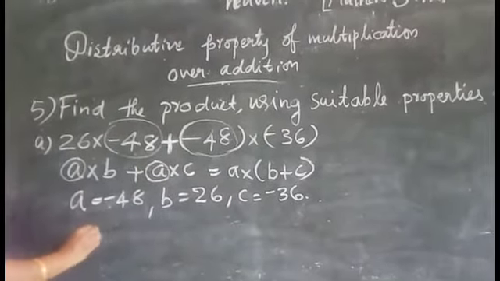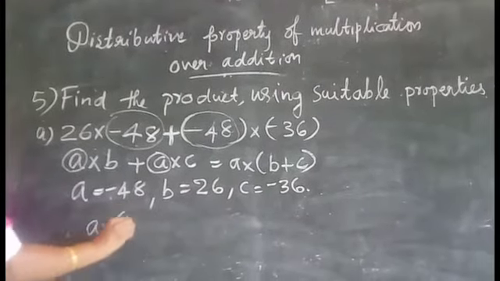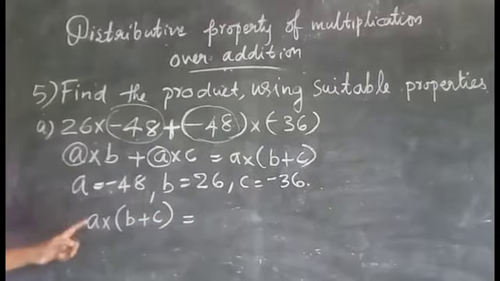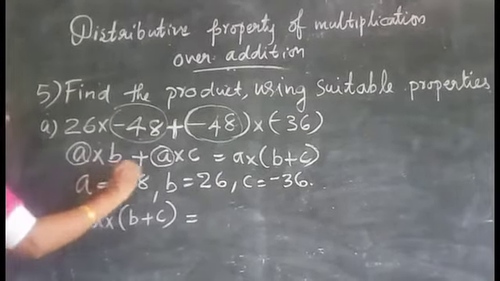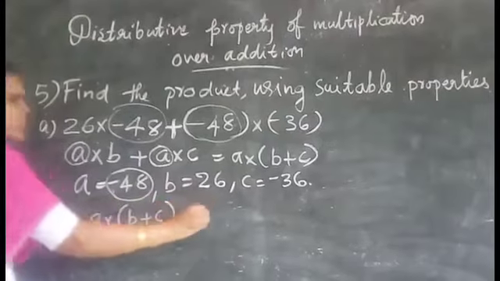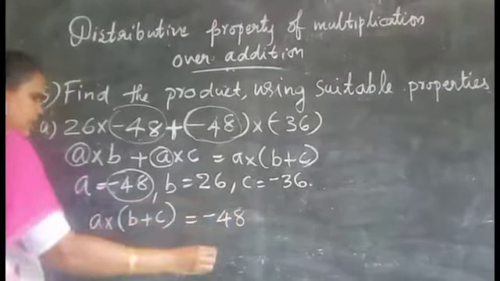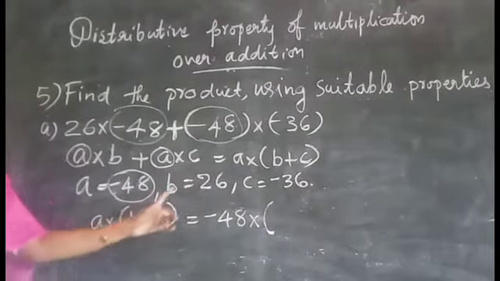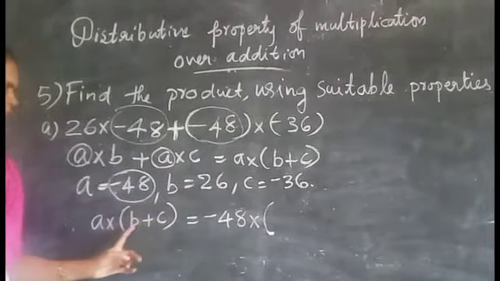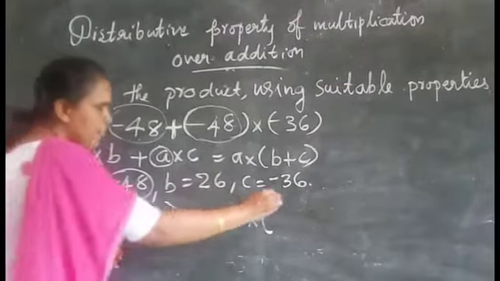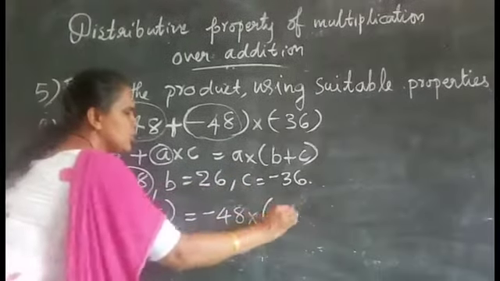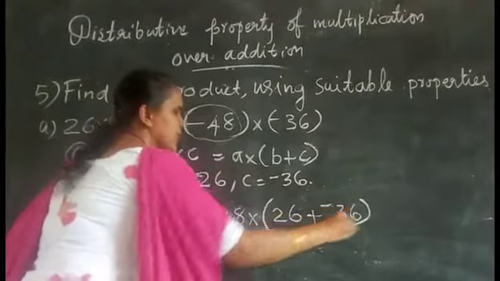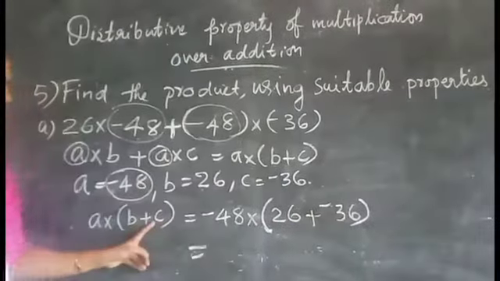So substitute into A into B plus C. What is A? This is negative 48, into B plus C. Substitute the values of B and C in the place of B and C. What is 26 plus negative 36? Okay, calculate.